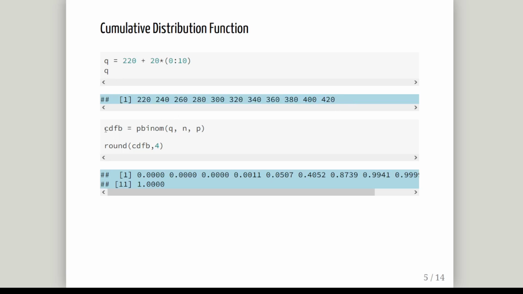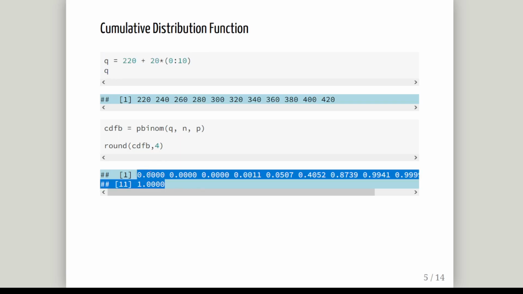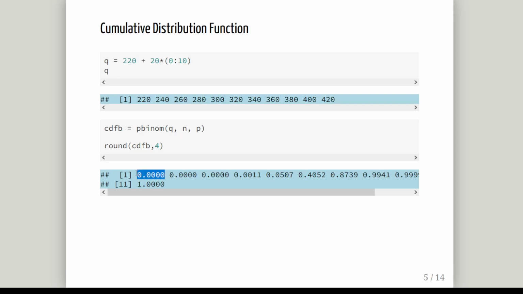Okay, so the cumulative distribution function of the binomial, that's what we're calling CDFB, is pbinom of q, which is these numbers up here, the quantiles, and n and p, which we have stored previously, which is 900 and 0.36. These correspond to numbers that we have saved already. Now, just to make that easier to look at, what we can do is round CDFB to four decimal places, and that's what we have there. This is the probability of being less than or equal to 220.